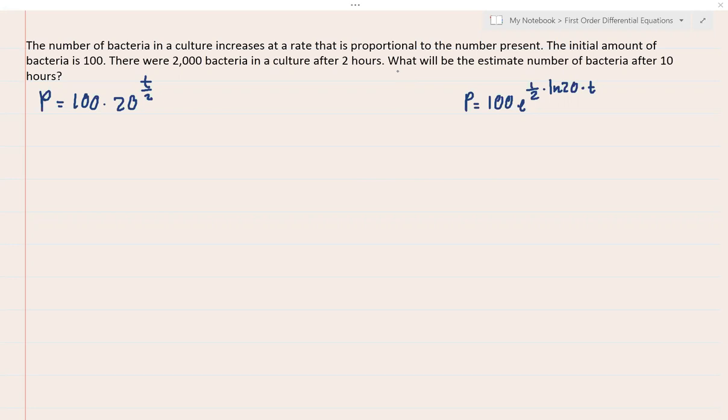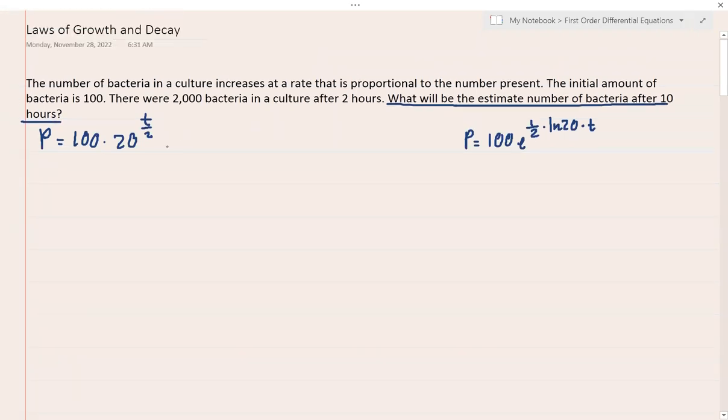Now, as I said, we will answer this problem. What will be the estimate number of bacteria after 10 hours? So madali na to. Okay? We will now substitute 10 sa T. So we have dito sa left side, 100 times 20 raised to T, which is 10 all over 2. So syempre, 10 all over 2 is the same way in saying 10 divided by 2. Okay? Kumbaga, 10 all over 2 is 5. In other words, yun. That's it.